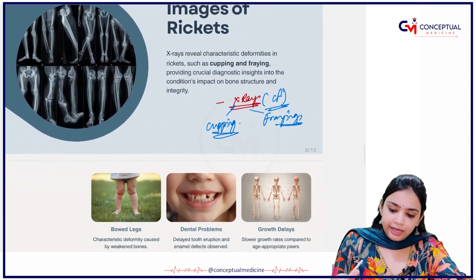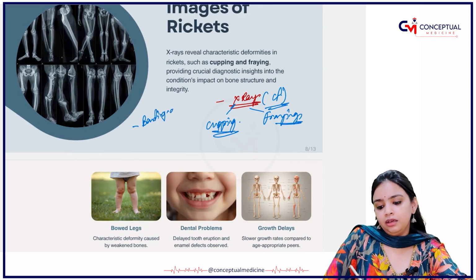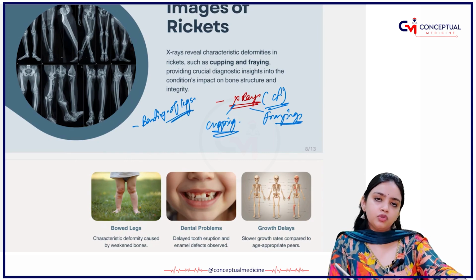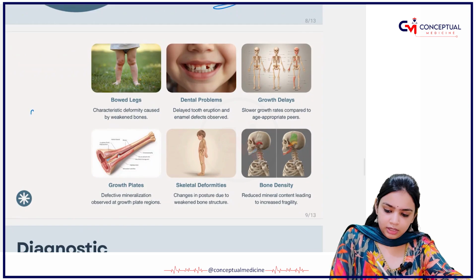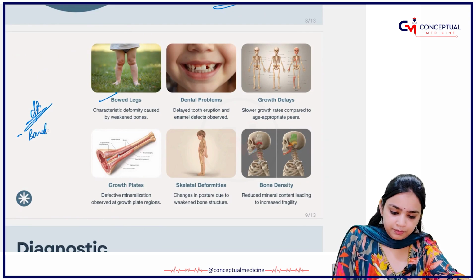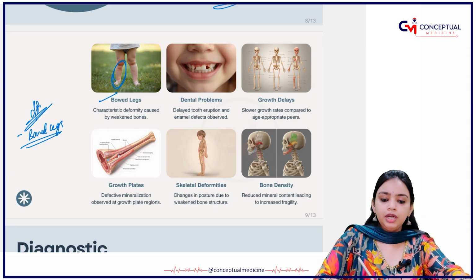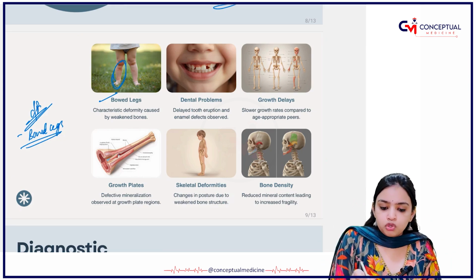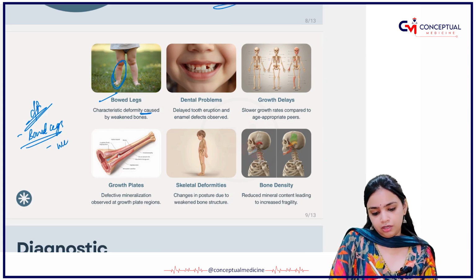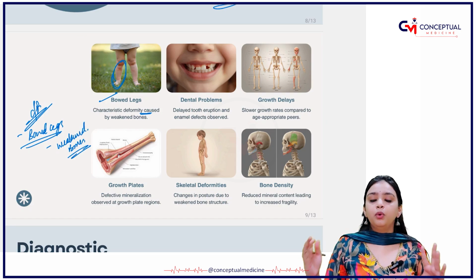Next, there will be bending of legs. In some cases, there will be bending of legs, which you will be able to appreciate. These are the clinical features. First one is bowed legs. See, this leg you are able to appreciate. These are bowed legs. They are characteristic, caused by the weakening of the bones. It is due to the bone weakening.